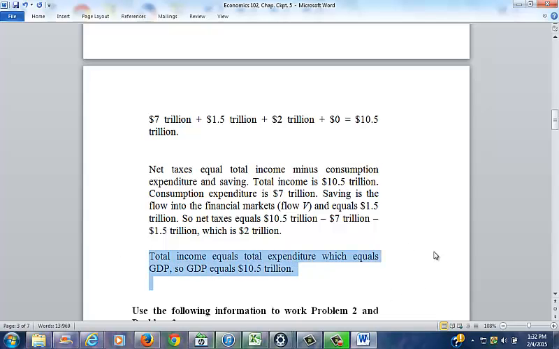Total income equals total expenditure, which equals GDP. So GDP equals 10.5 trillion.